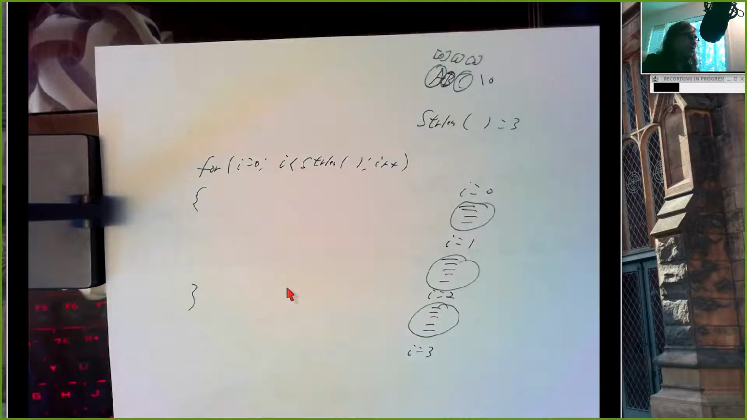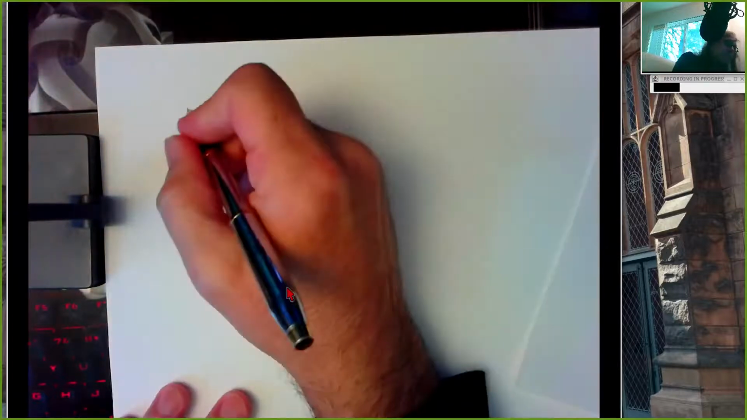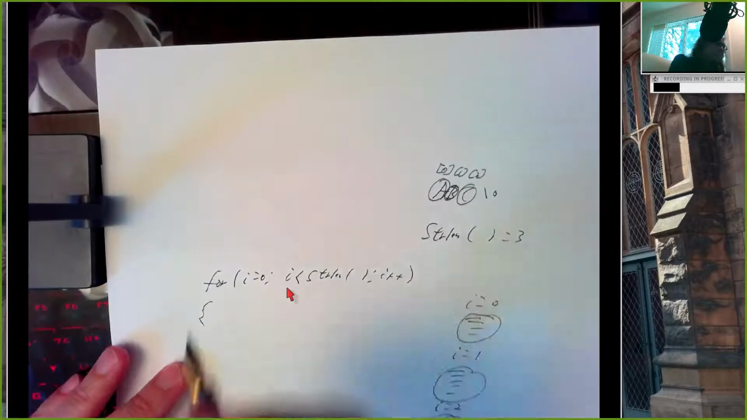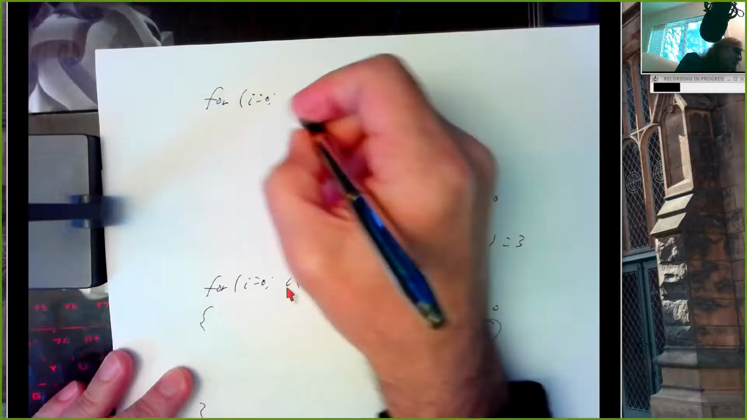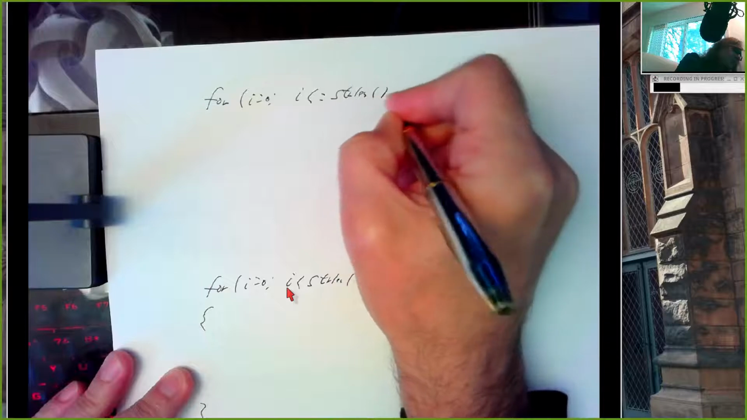So that works great. Here's the really weird thing that came up. So I usually think in terms of inequalities, but you could also try to do the equivalent by saying this: for i equals 0, i less than or equal to string length minus 1.